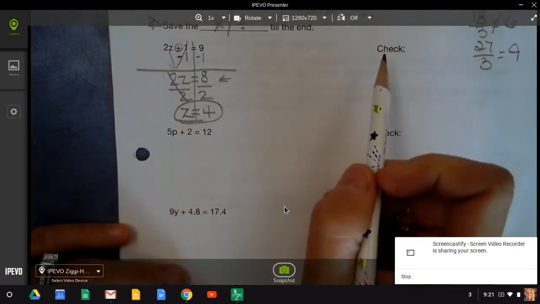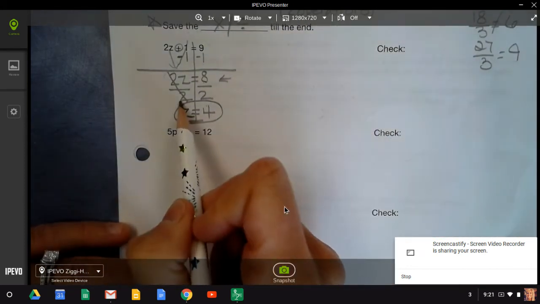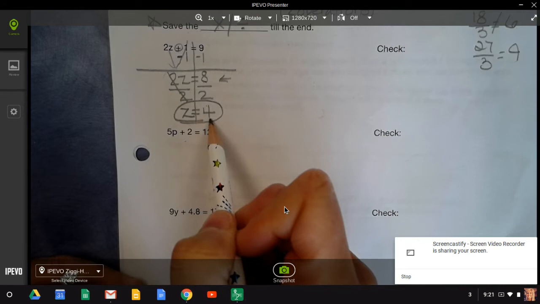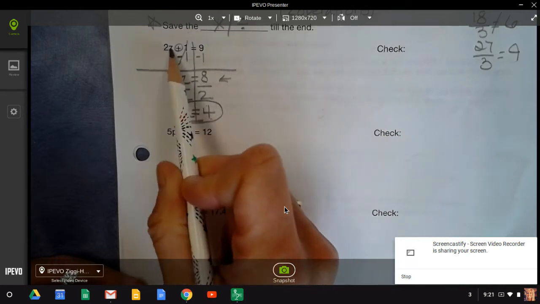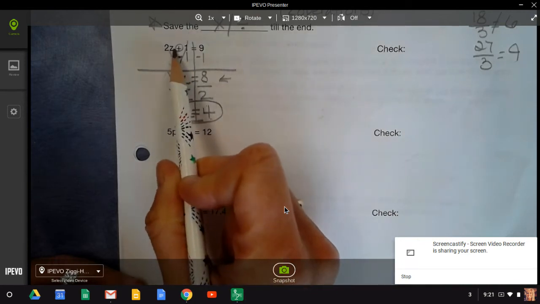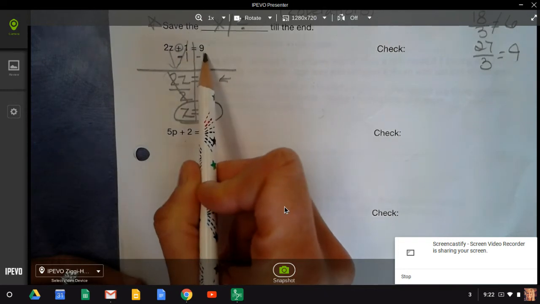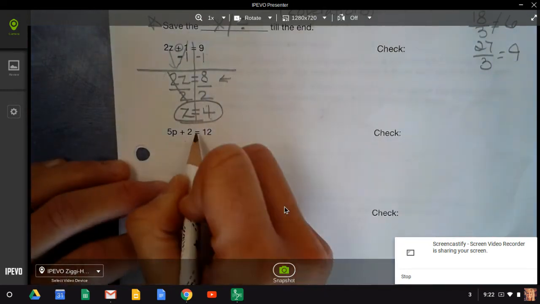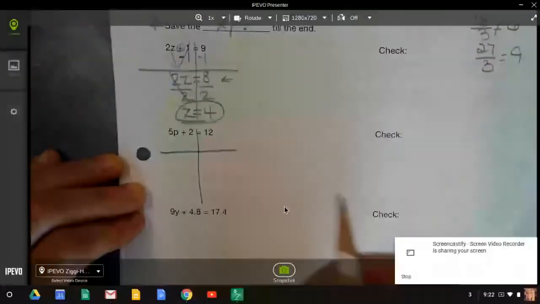We're not going to learn how to check because this is a long process as it is. If you wanted to check, you would just substitute that 4 in for z, and you would do 2 times 4 is 8, and 8 plus 1 gives you 9. So it did work. All right, we're going to try another one of these.